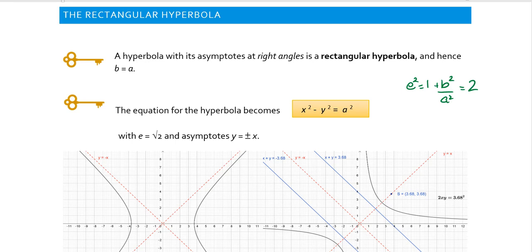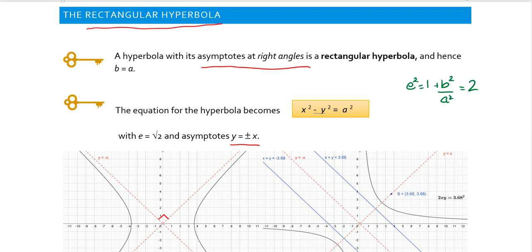Hello mathematicians, we're now going to take a look at the rectangular hyperbola. The rectangular hyperbola is just our usual hyperbola with the asymptotes at right angles to each other. Now if the asymptotes are at right angles to each other, that means that the asymptotes must be y plus or minus x, so that we can get this right angle in here.